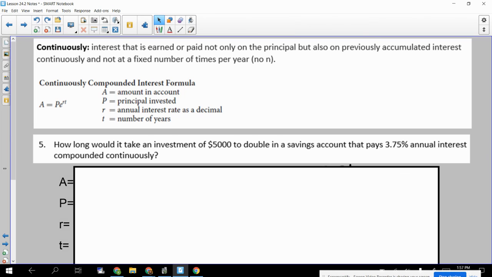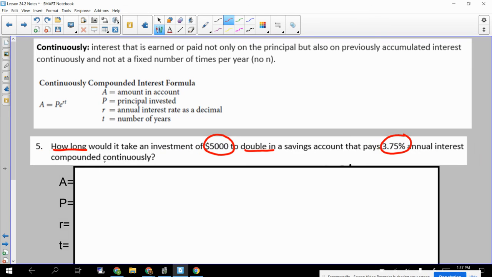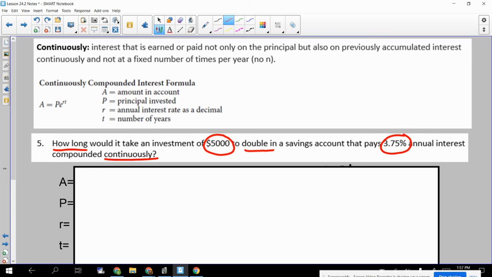So it says how long. So again, that's what you know. You're trying to find your t, time in years. Would it take an investment of 5,000 to double? So 5,000 would be your initial. To double, that would mean 10,000 is your final. And then 3.75 is your interest rate. So that would be 0.0375. And then, continuously. So you know you're using your APERT. So try that one out, walk through the steps, pause the video here.